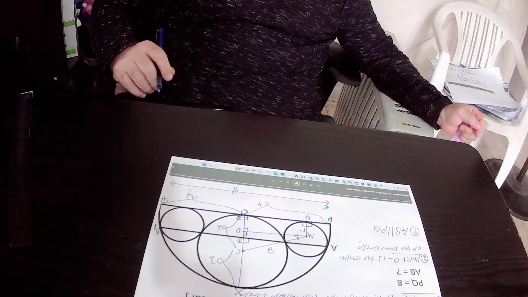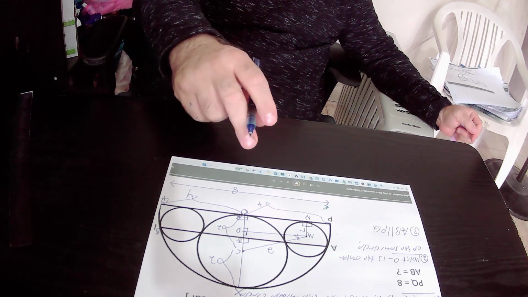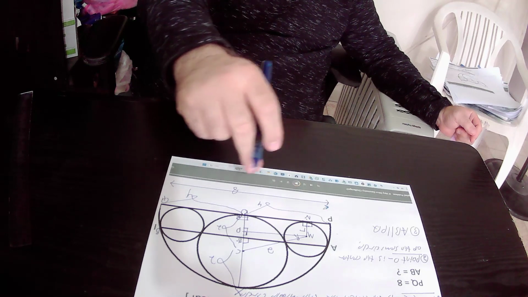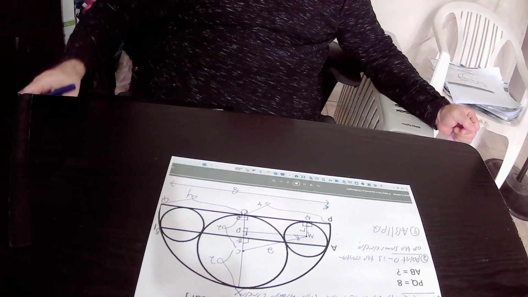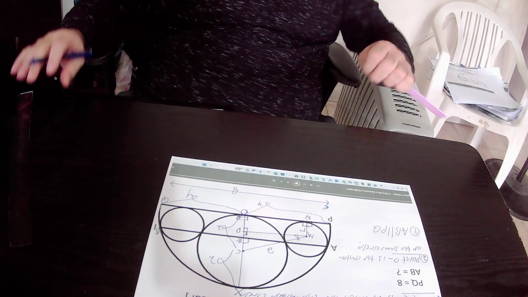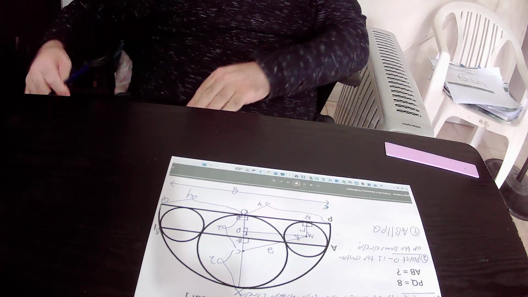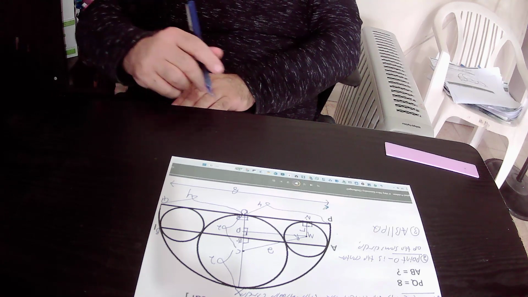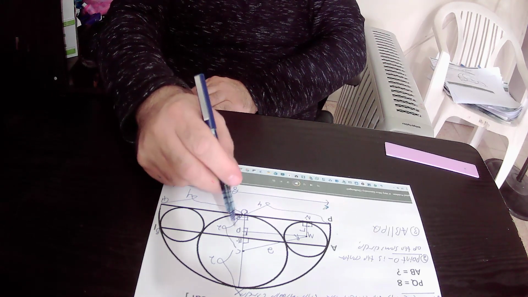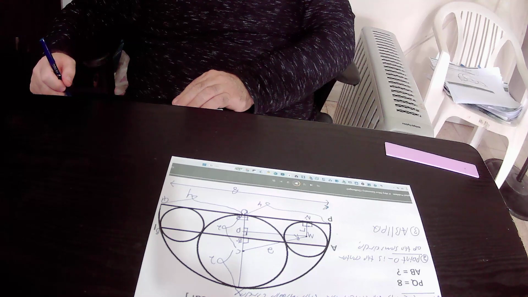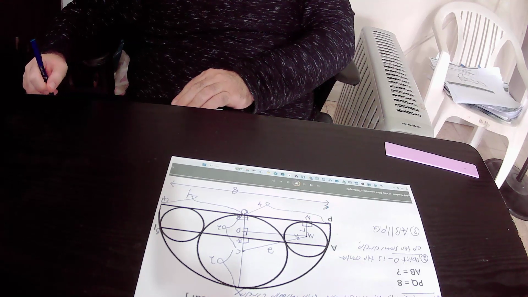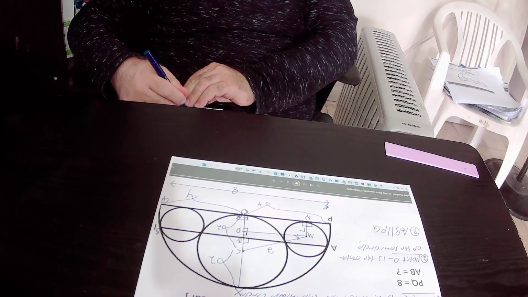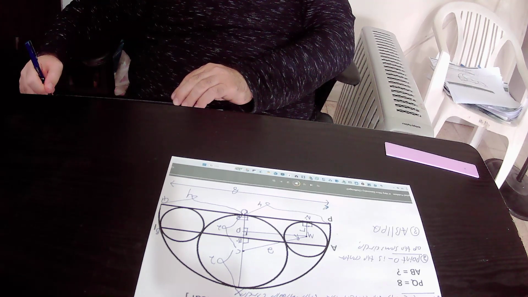So I will copy again quadrilateral NOCM in a new page. Okay, so quadrilateral NOCM.